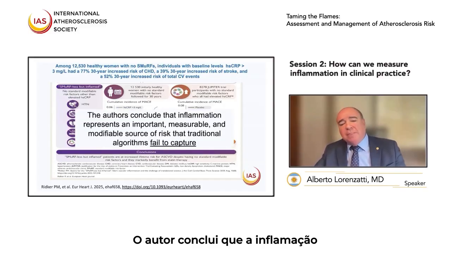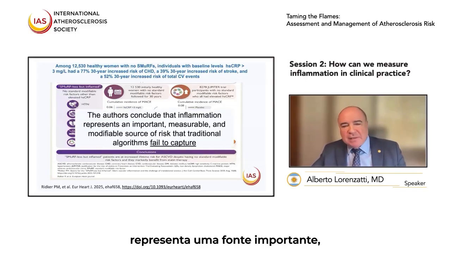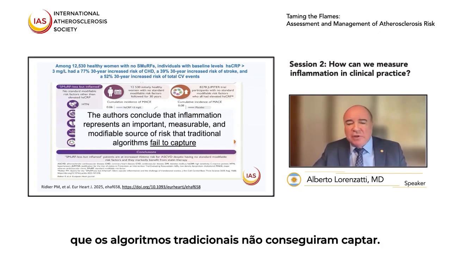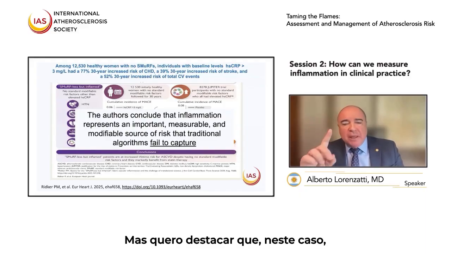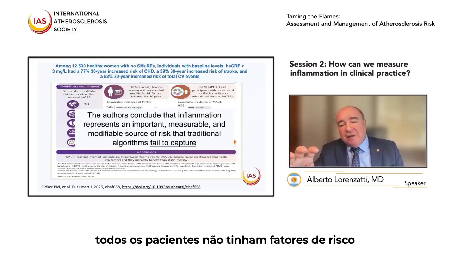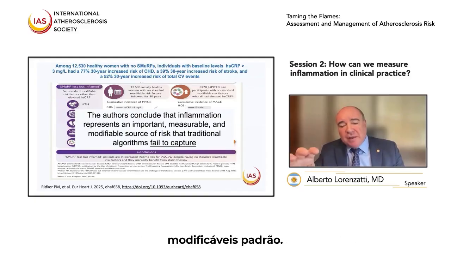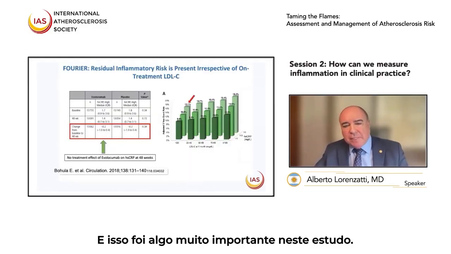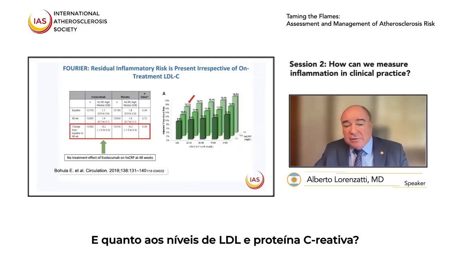The authors conclude that inflammation represents an important, measurable, and modifiable source of risk that traditional algorithms fail to capture. But let me point out that in this case, all patients had no standard modifiable risk factors, and this was the very important thing in this study. What about the levels of LDL and C-reactive protein?